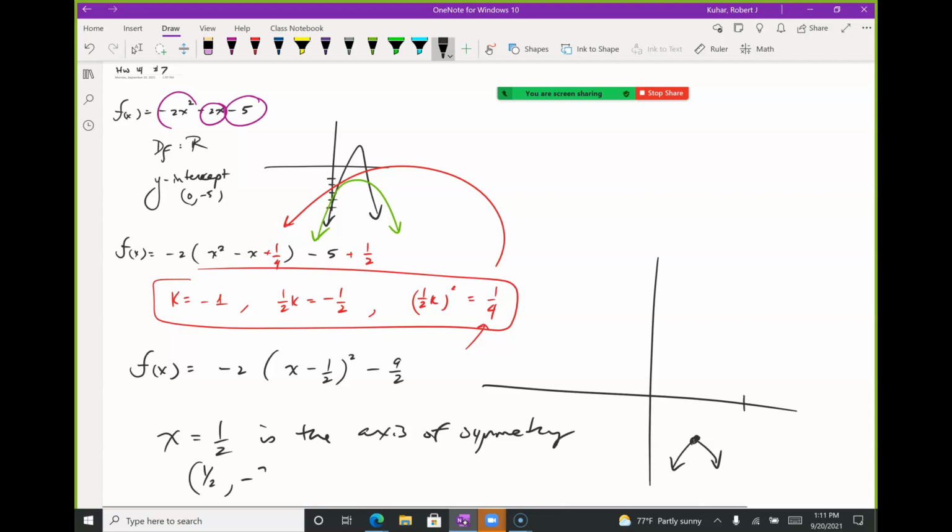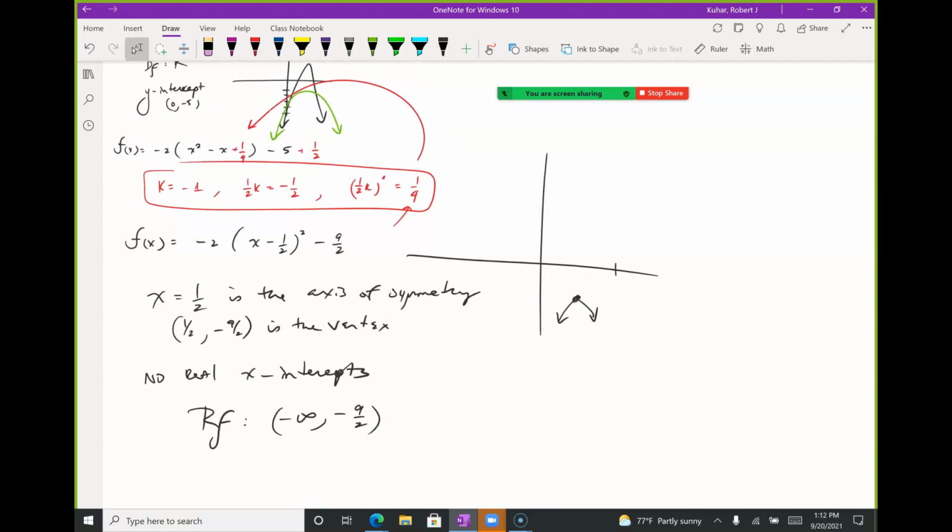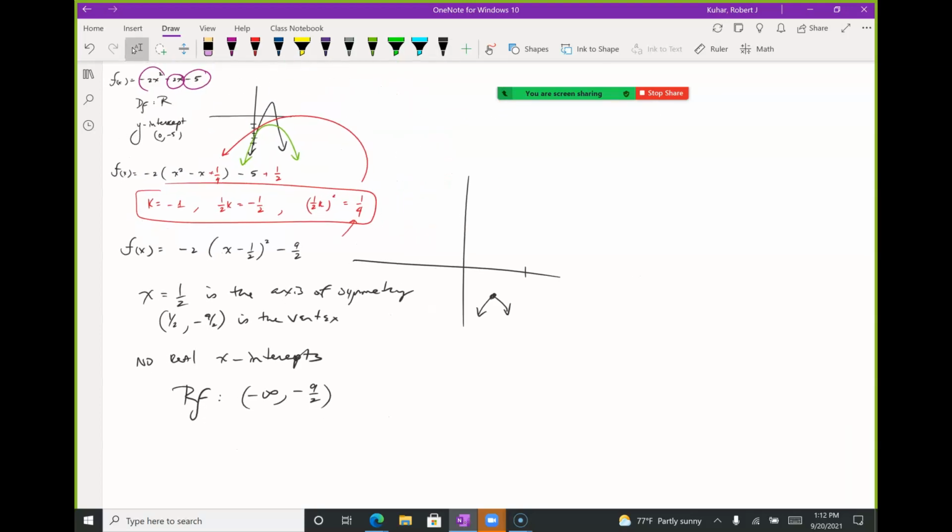Negative 9/2 is the vertex. There are no real x-intercepts. My range at the lowest is negative infinity all the way up to the highest of negative 9/2. And it's everything we could possibly do.